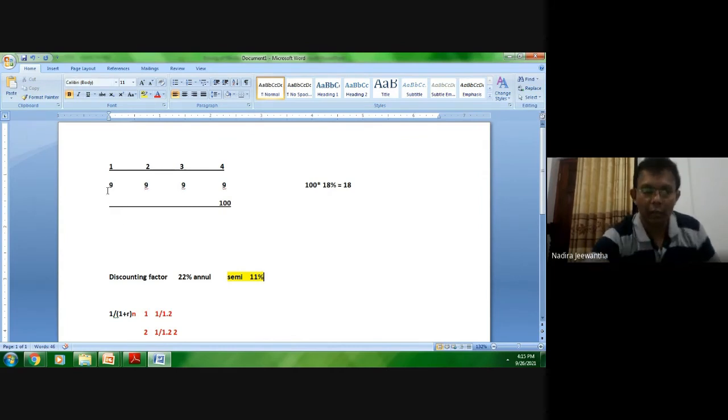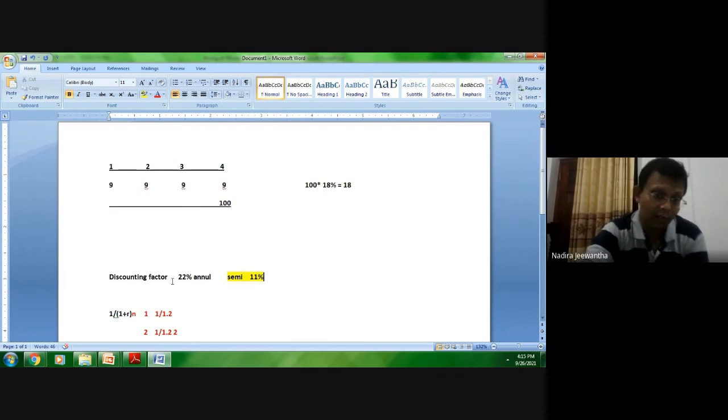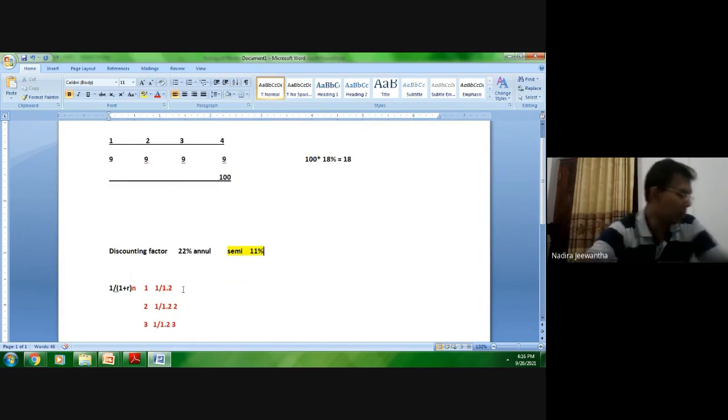If it is monthly, you take the monthly portion. Monthly means how many months? Then how much do you get each month? And the discounting factor should also be monthly, annual divided by 12. Understood? This same base should be applied here as well. That's the pattern: the base should be similar. If you make the coupon semi-annual and keep the rate annual, it's wrong. So you have to take 11% as the rate.